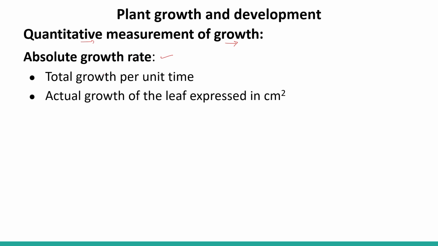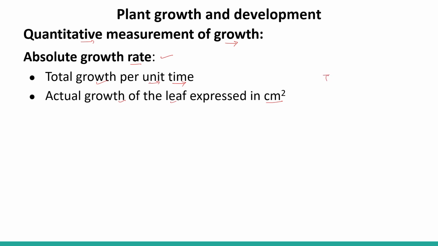How can we define absolute growth rate? It is the total growth per unit time. Whenever we talk about the rate, we have to talk about the time. So it is growth per unit time. Or you can also say it is the actual growth of the leaf, which is expressed in centimeter square. So this is known as the absolute growth.